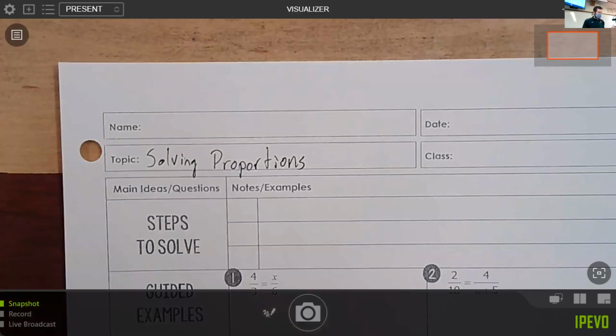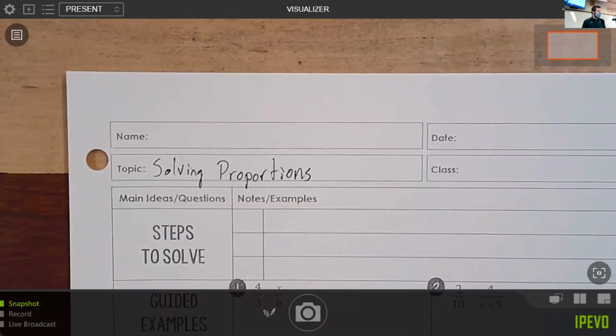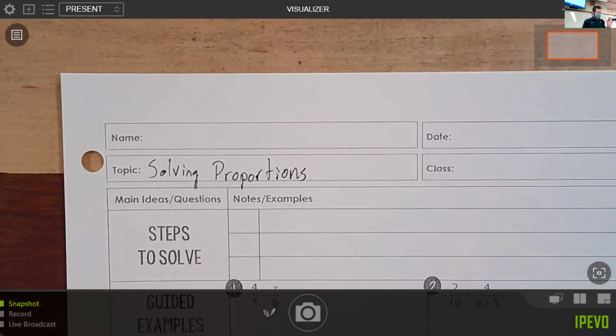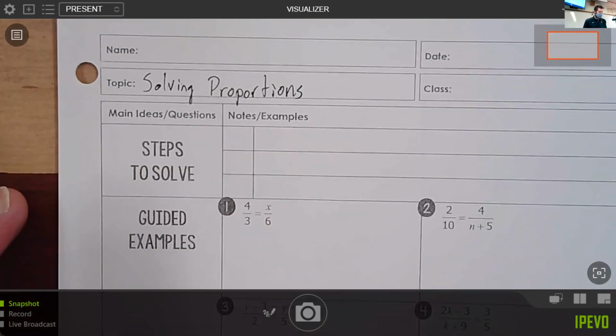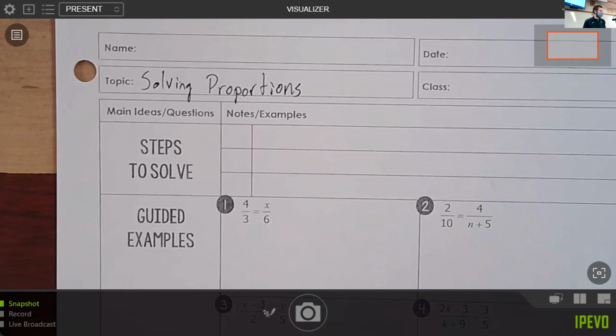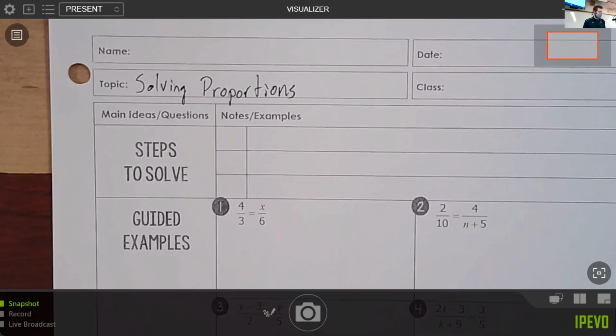So with solving proportions, we're gonna have some more steps here. We'll fill those in a few minutes. And a proportion, first of all, does anybody know what a proportion is? If you look at these examples, what do you think a proportion might be? Look through the notes real quick. What do you notice about every single problem?